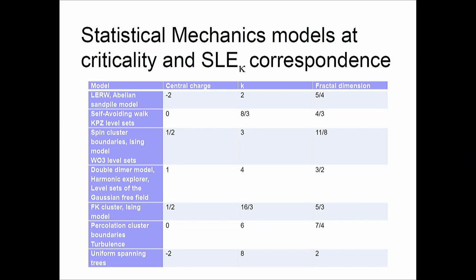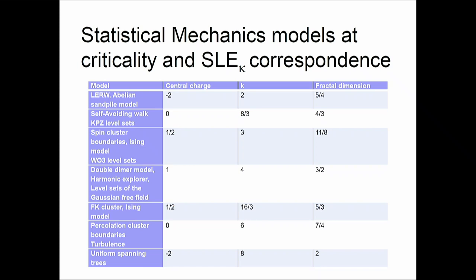FK clusters in the Ising model correspond to 16 over 3. Percolation cluster boundaries correspond to 6. And it so happens that 2D turbulence also corresponds to kappa equal to 6. And finally, the uniform spanning trees, which fill out the space, as you know, are related to the sandpile model, and the shortest distance on the UST of the sandpile model is the loop erased random walk. So this is the other limit where kappa is 8. So these two theories are dual by this understanding.